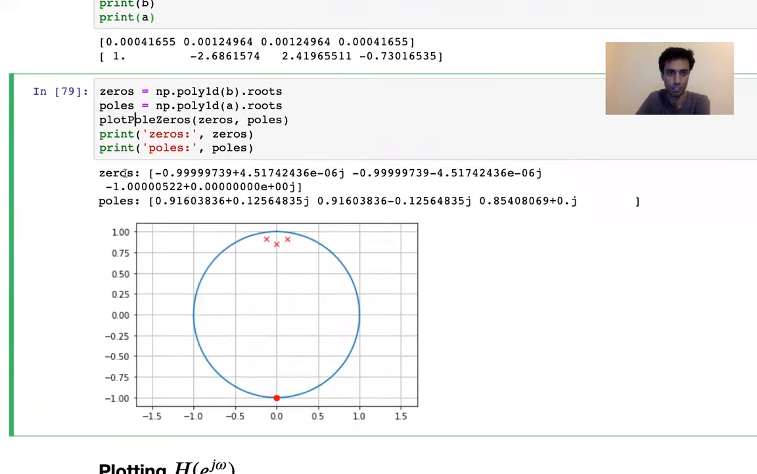So I have gotten zeros. There are 3 zeros at about -1, about -1, about -1. So all 3 are at -1 plus 0j, right? And there are 3 poles here, and this is the first pole, which is 0.9 plus 0.12j, 0.9 minus 0.12j, and 0.8.